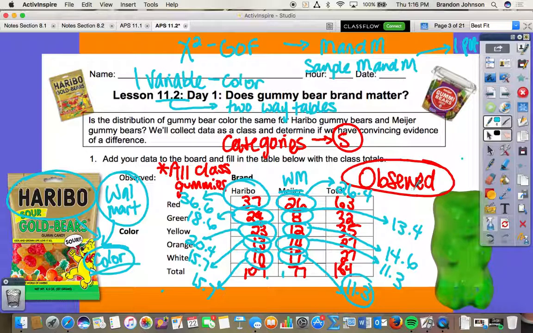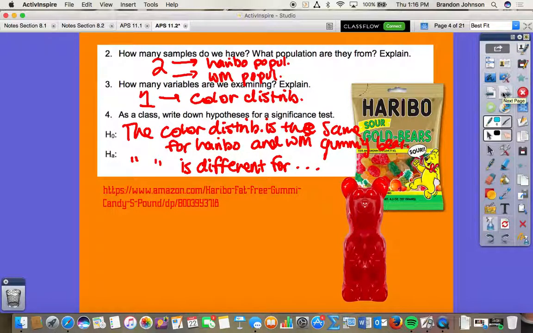Notice that there. As we kept going, we noticed that there were two different samples that we took. We took two samples from two different populations, one being Haribo, one being Walmart. And we had one variable, which was the color of the distribution, and we compared those colors from two different populations.